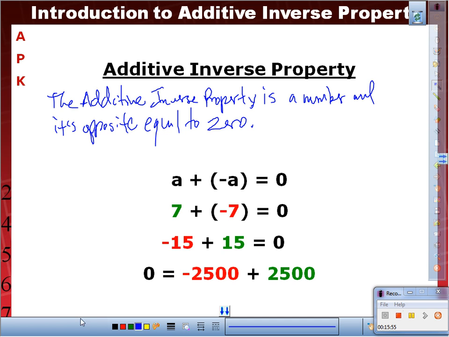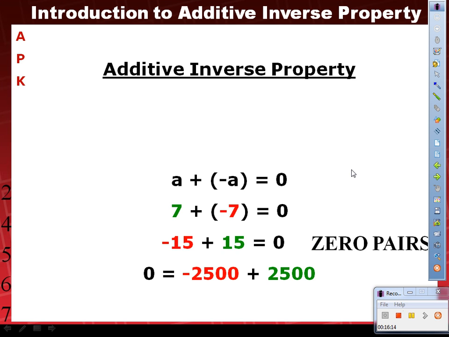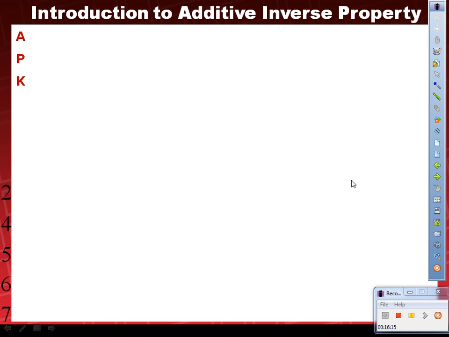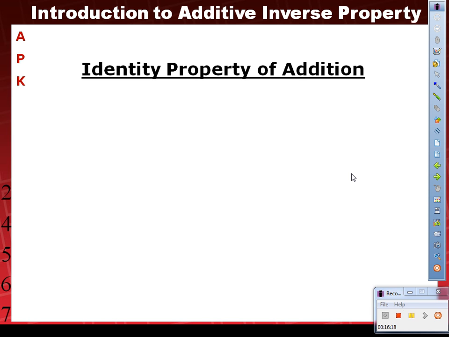Next, I'm going to give you one more definition. Write it right underneath here where you did the last example. You're going to write the next definition or the next property. Oh, and by the way, what are these known as? What did I say in the video? They're 0 pairs. Okay, just to clarify. Write this property down. Identity property of addition.